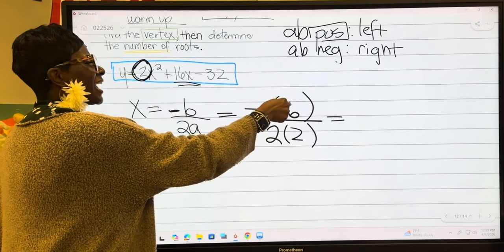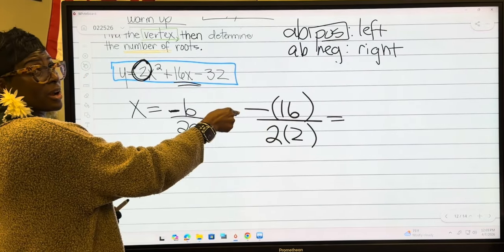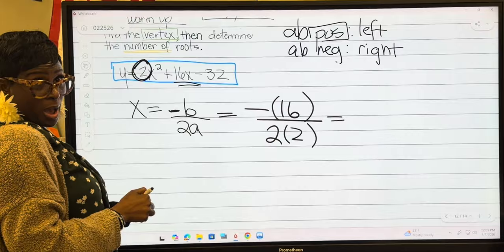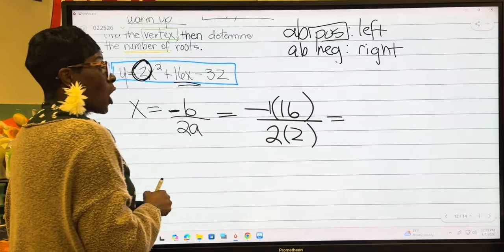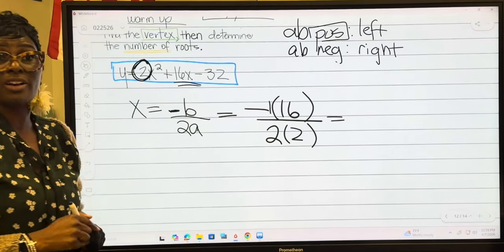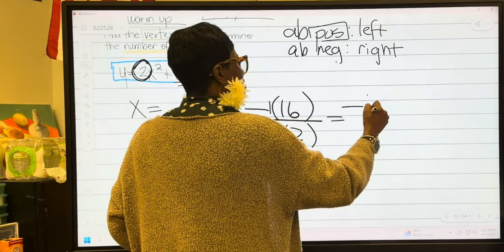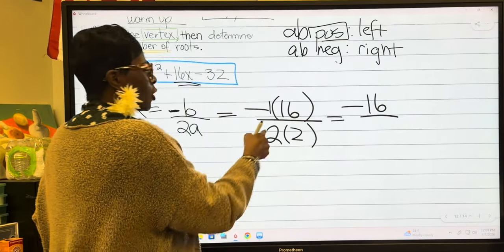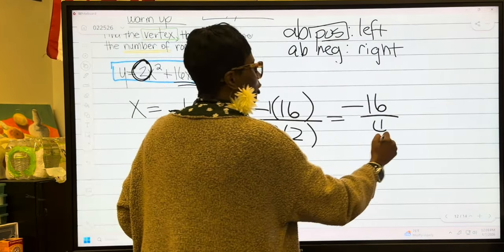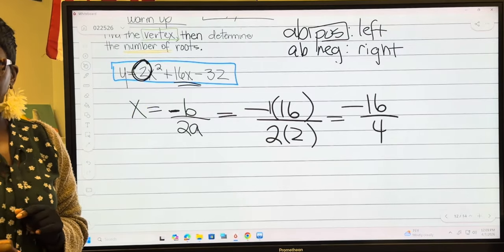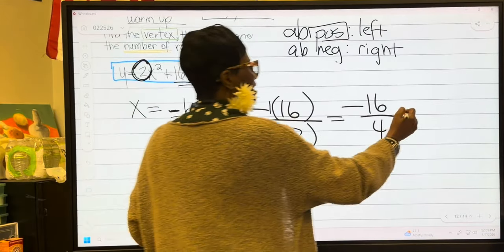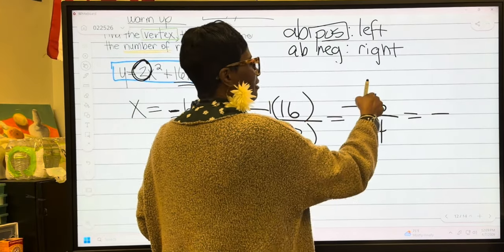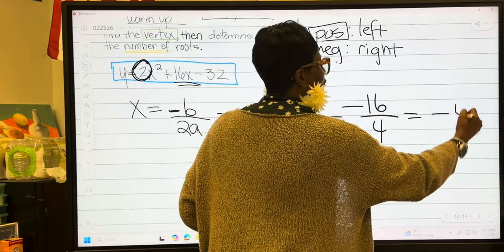Now let's keep going. This is a positive 16, but it's a negative out front. What is that really? That's a negative 1, and negative 1 times 16 is going to give us negative 16. Over, what's 2 times 2? 4. You have to be careful with these signs, right? And now negative divided by positive is going to give me a negative, and 16 divided by 4 is 4.